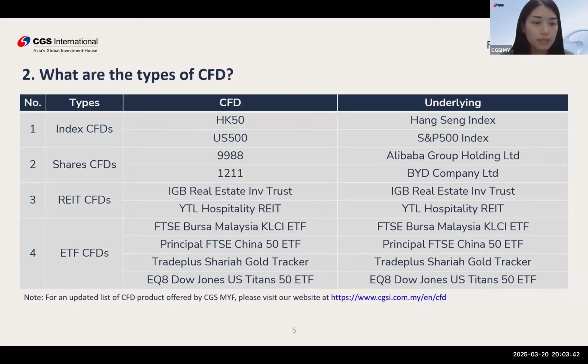Now, we also have REIT CFD, where the dividend-seeking investor can consider taking a leveraged position in popular REITs counters like IGB REIT and YTL REIT. Besides that, we also have ETF CFD on various themes such as gold and the Dow Jones US Titans 50 ETF CFD that tracks the 50 largest and Sharia-compliant US stocks. Now, we also have ETF CFD that tracks the FTSE KLCI and also FTSE China A50.